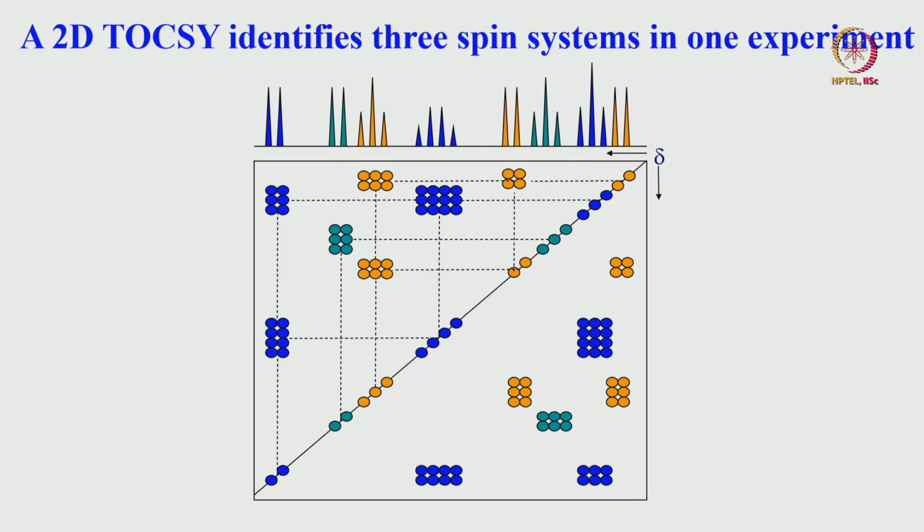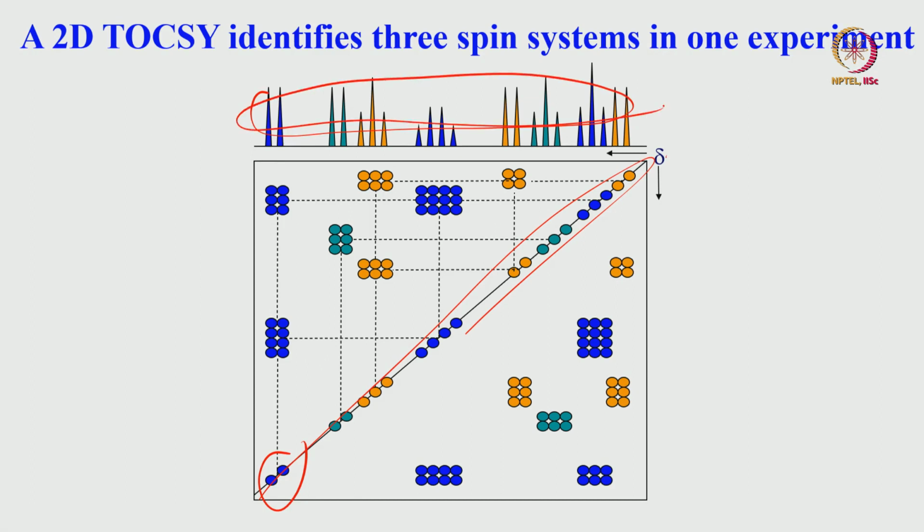What does it do? TOCSY also has a diagonal exactly like COSY. Here all the peaks on this diagonal match with the one dimensional spectrum, similar to COSY. Remember, I told you in COSY, the diagonal peaks correspond to the one dimensional spectrum. Here also the diagonal corresponds to the one dimensional spectrum. And that entire TOCSY spectrum is superposed here as a projection.